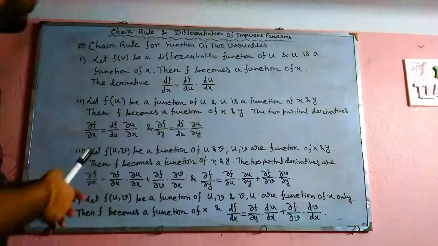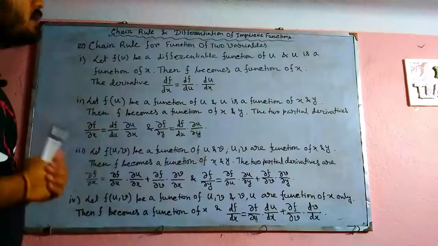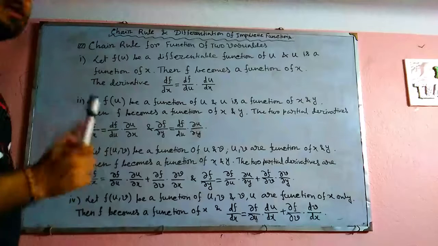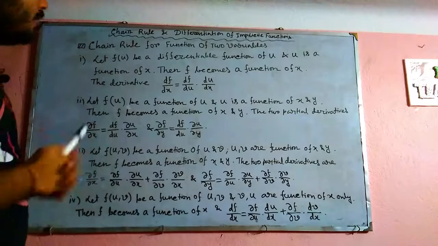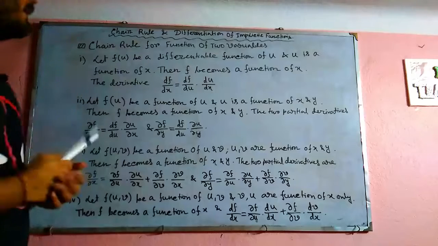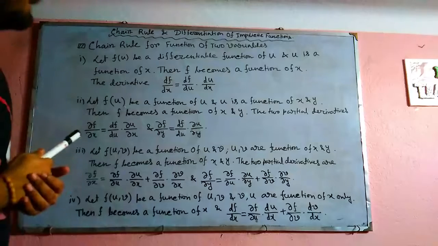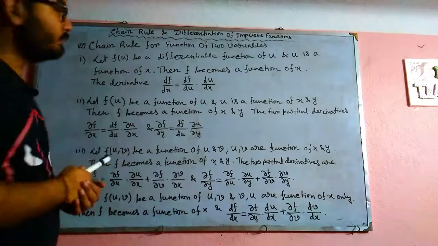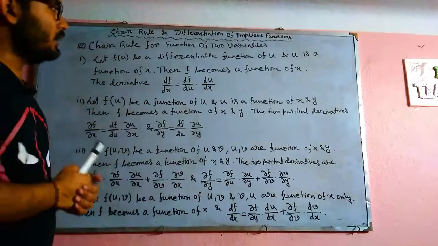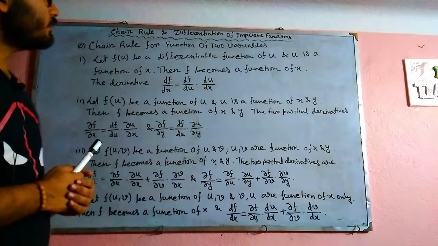Rule number 1: let f(u) be a differentiable function of u, and u is a function of x. Then f becomes a function of x, and the derivative of f with respect to x is equal to df/du into du/dx.